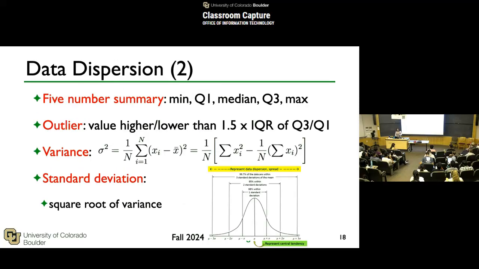Another one, this is more of a mathematical calculation, okay? Now you have everything together. Many times, if you just have a data set, we use this 5-number summary.